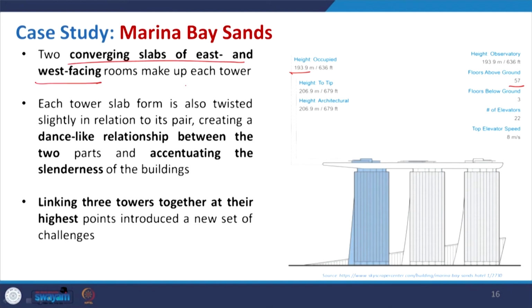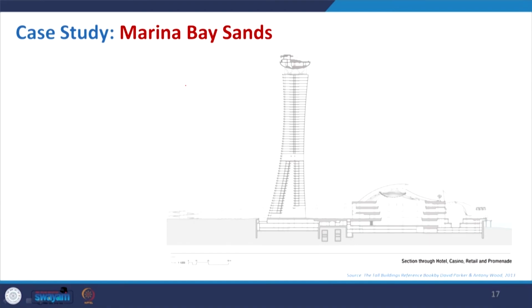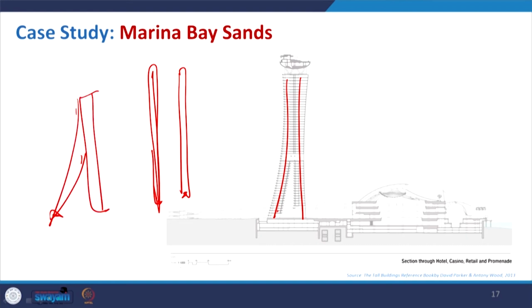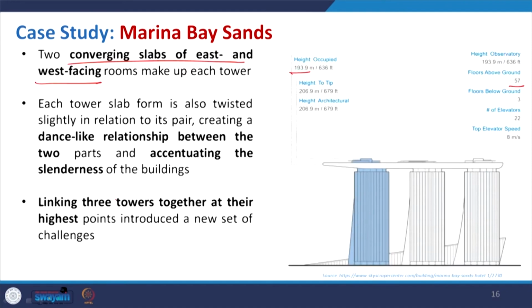What exactly is this? For that we need this particular section. This is one, this is another one, and this can be fixed or can stand separately, but in this case these two slabs make an arrangement like this to give stability. This is like when we discussed the racking shore. This kind of arrangement gives stability to the tower. Two converging slabs of east and west facing rooms make up each tower.